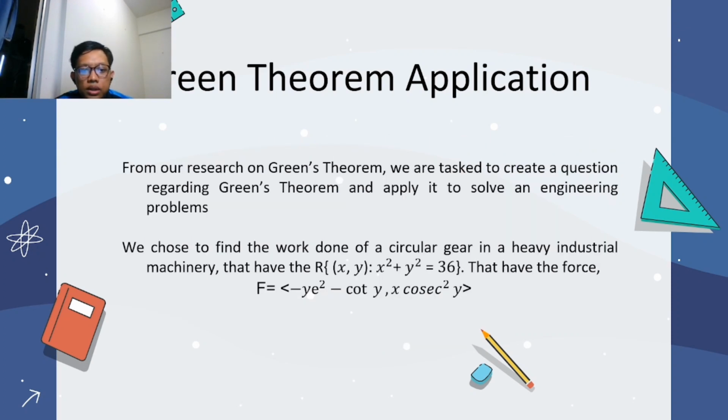So, from our research on Green's theorem, we are tasked to create an equation regarding Green's theorem and apply it to solve an engineering problem. We choose to find the work done on the circular gear in a heavy industrial machinery that has the region x squared plus y squared equal to 36, with the force F equal to negative y squared minus cotangent y, x cosec squared y.